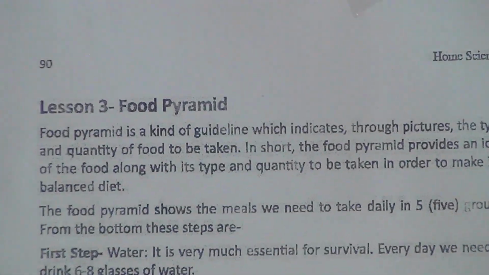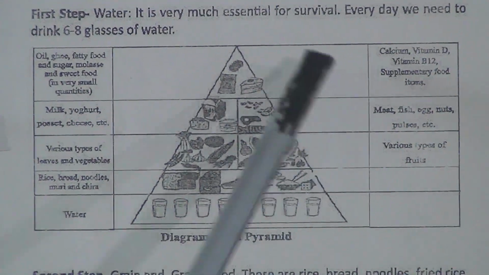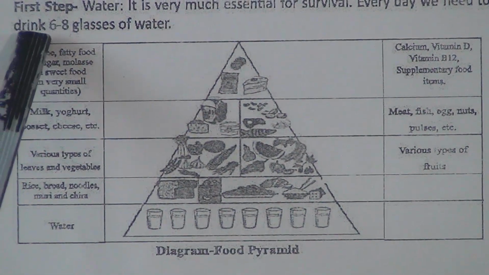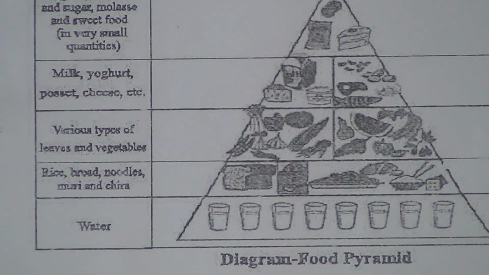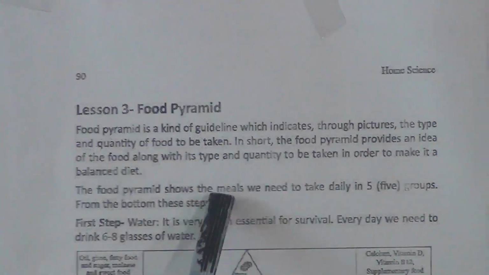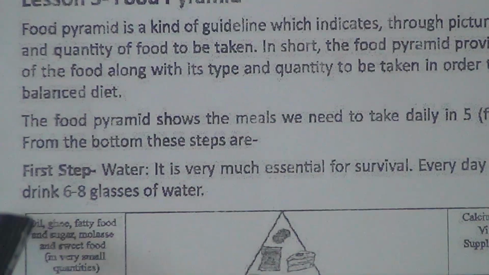Now we'll learn about lesson 3, name food pyramid. Students, here you can see the picture of diagram food pyramid. Now we'll learn about this. Here we find first step, second step, third step, fourth step and fifth step. We'll learn about this. The food pyramid shows the meals we need to take daily in 5 groups.